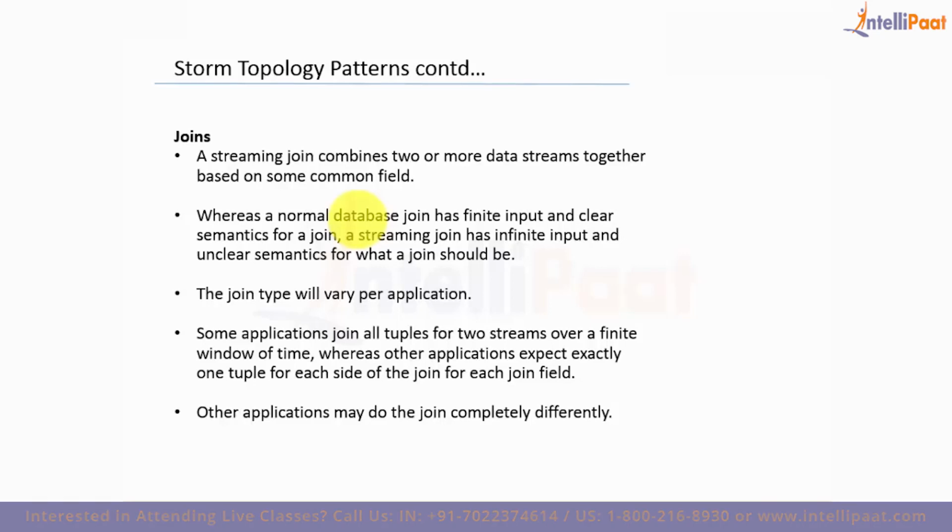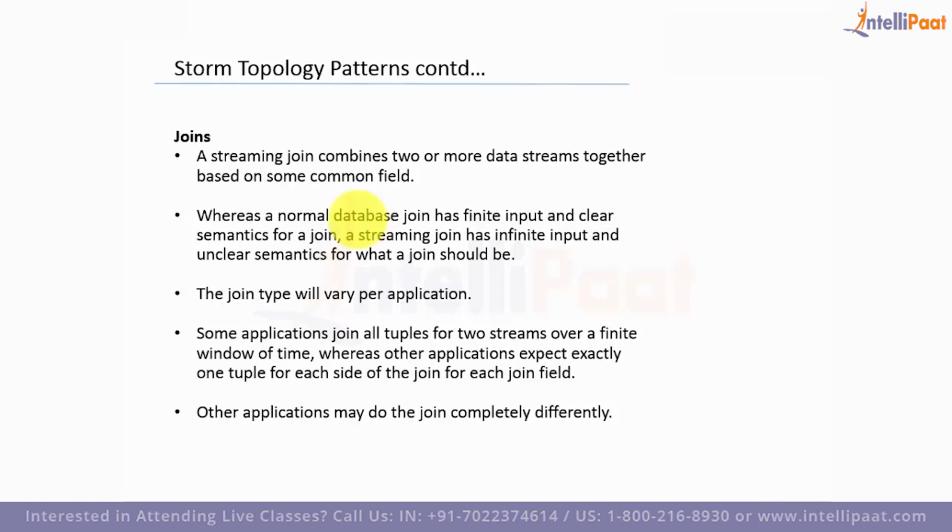First of all, I'm going to take up the joins, also called streaming join. A streaming join combines two or more data streams together based on some common field. Whereas a normal database join has finite input and clear semantics for a join, a streaming join has infinite input and unclear semantics for a join to be defined and executed.